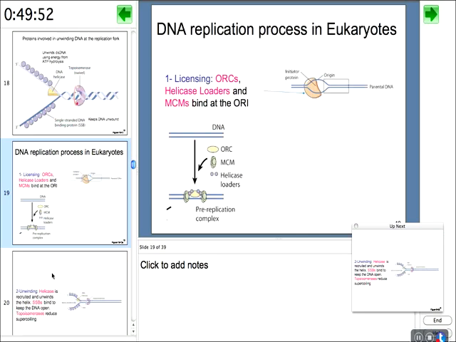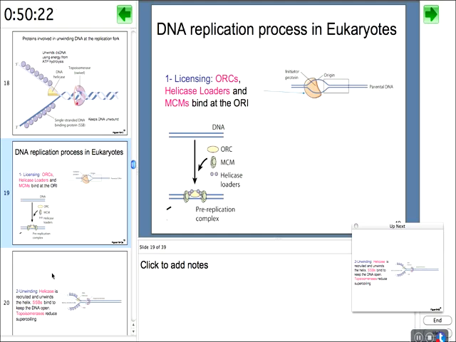To start out with, before any replication can occur, the DNA has to be licensed. That is definitely the take-home message. DNA has to be licensed, a tightly regulated process. So licensing, of course, first guy in is ORC. ORC is a protein that, what does he do? This applies to eukaryotes. I'm going to specifically talk about eukaryotes now.